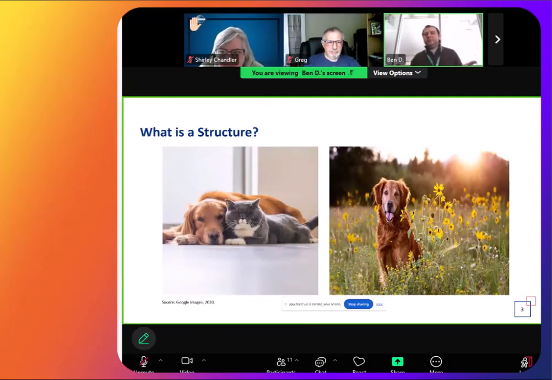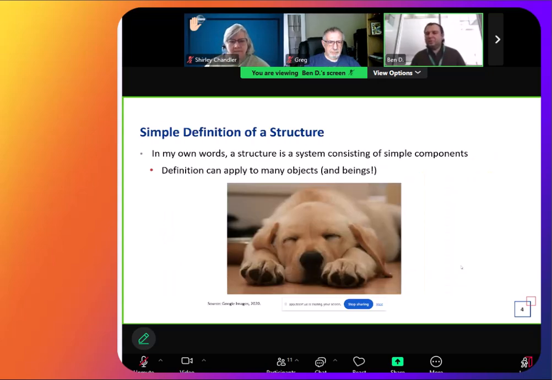Now, what is a structure? I often ask myself this every day. I'm a big dog lover, as you can see. So are dogs or cats structures, you may ask yourself? So the simplest definition of a structure is just the system of simple components. This definition can apply to many objects and beings as well. So dogs are structures, cats are structures.